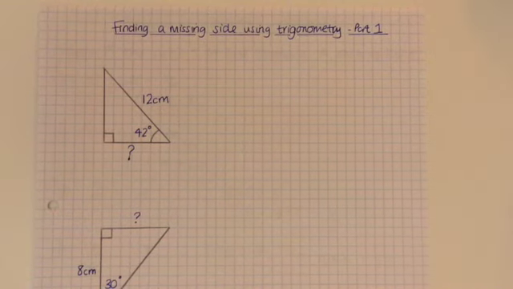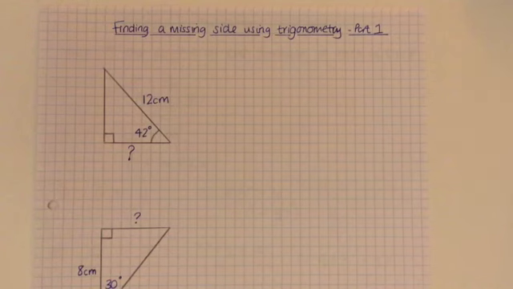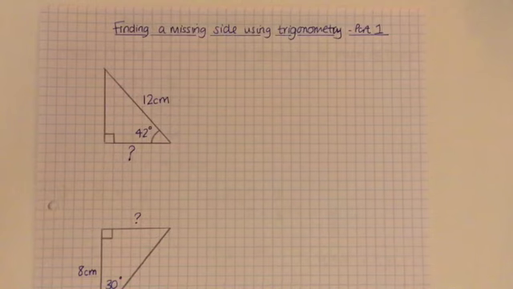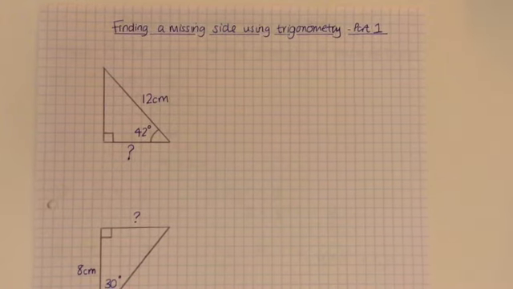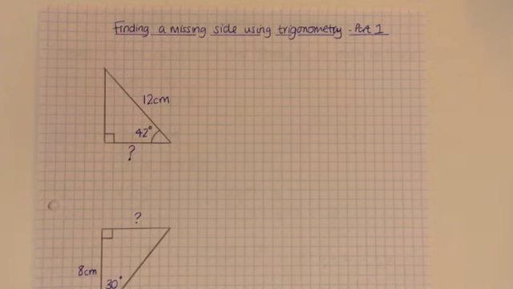Hi everyone, so today's video is on finding a missing side using trigonometry. So this is part one. This is when we are finding out a side that doesn't take too much thinking about to work out. So if you haven't been part of my live lesson, hopefully this video is going to be able to help you. So we've spent some time working out the angle.